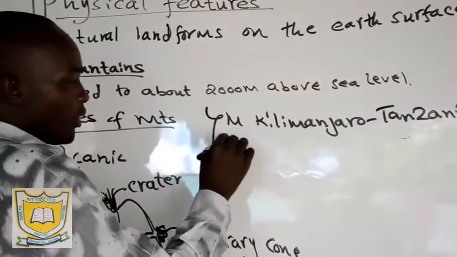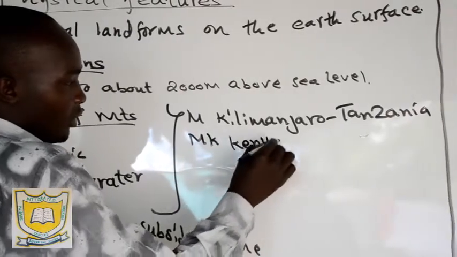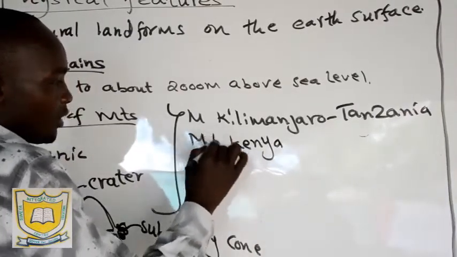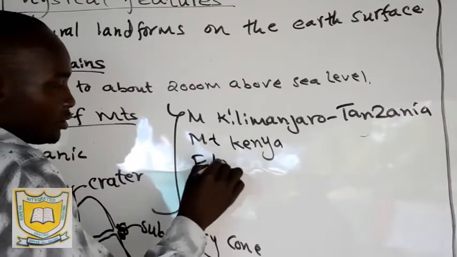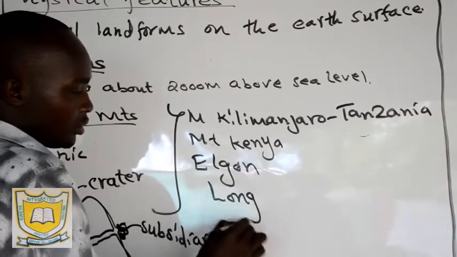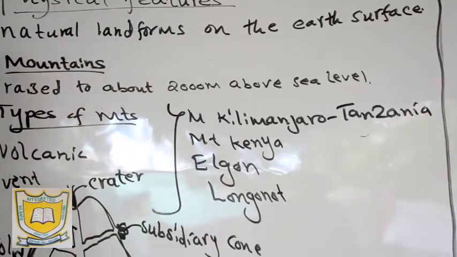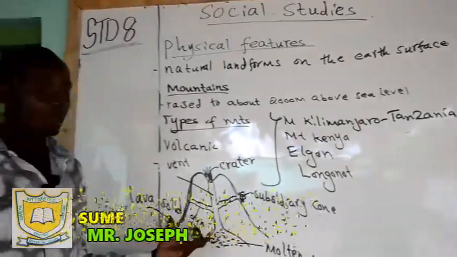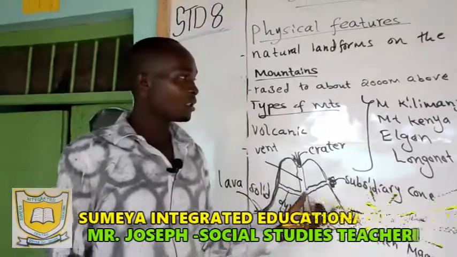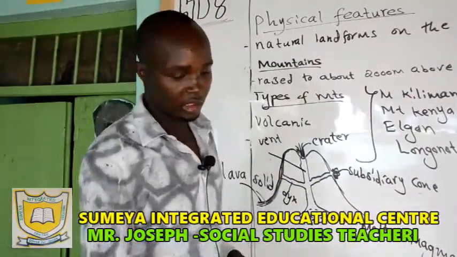Then we have also Mount Kenya. Mount Kenya is also a volcanic mountain. We have Mount Elgon, Longonot, and very many others. So, Mount Marsabit. So, these are examples of volcanic mountains. This is the picture of how it is formed. So, those are examples of a volcanic mountain.